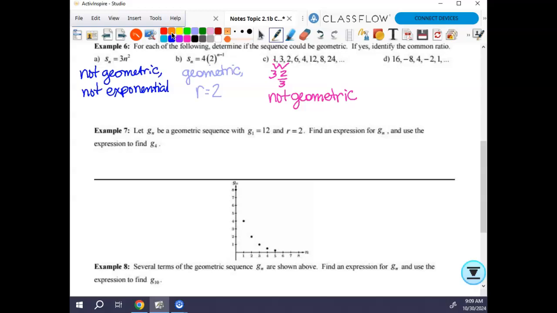All right, so then here, I put -8 over 16. What does that give me? -1/2. Good. And then I put 4 over -8. What does that give me? -1/2. Looks good so far, right? Do I need to keep going? Yes, I do. So -2 over 4 is -1/2. 1 over -2, -1/2. So this is geometric, and we found r already, negative 1/2.